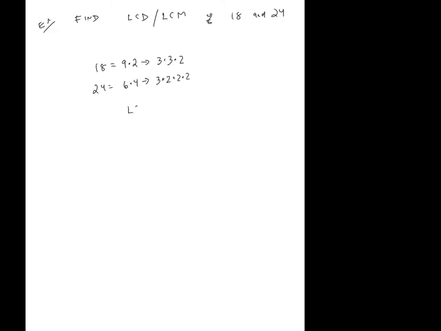So your LCM has to have a 3, has to have a 2. Three, we'd give it to the power of 2 because we see it twice up there. 2 would be to the power of 3 because we see it 3 times down here. And we just multiply that out. Looks like we get 72. Any questions, y'all? Any questions?